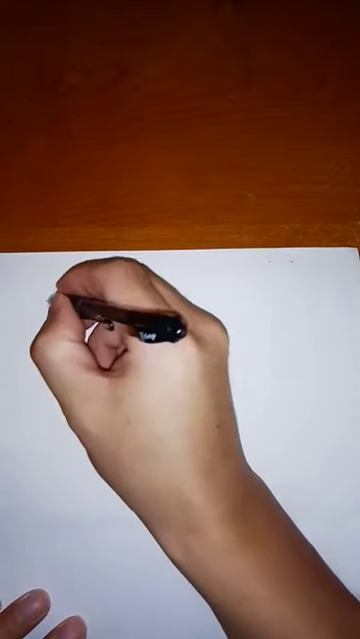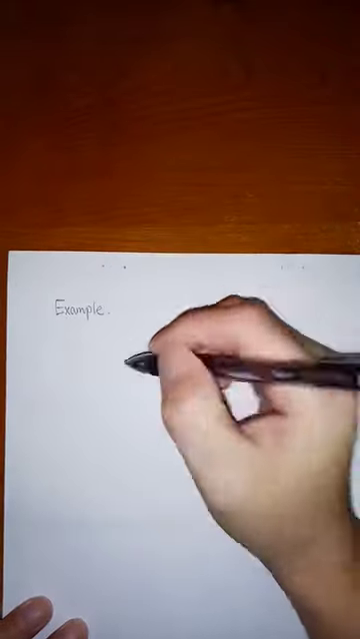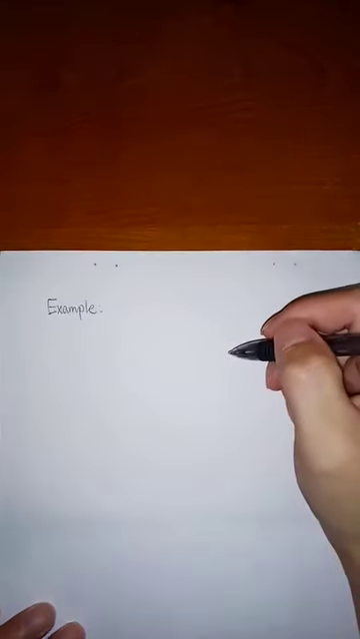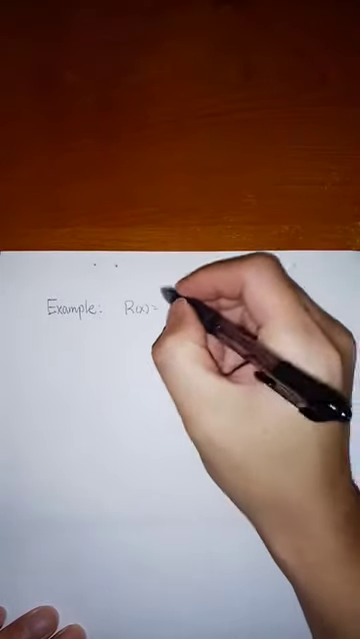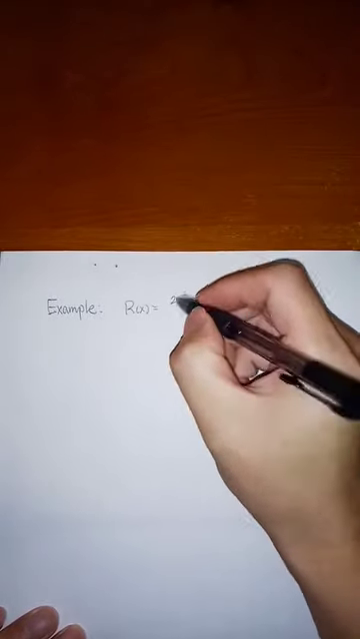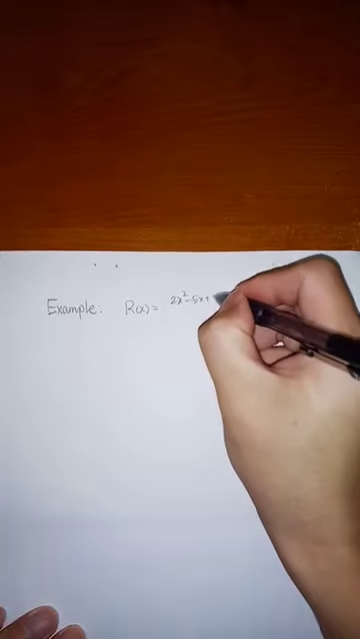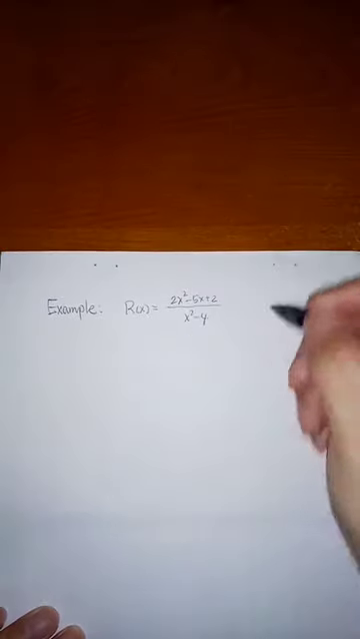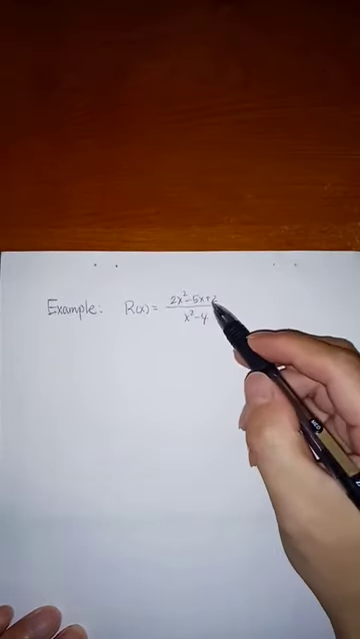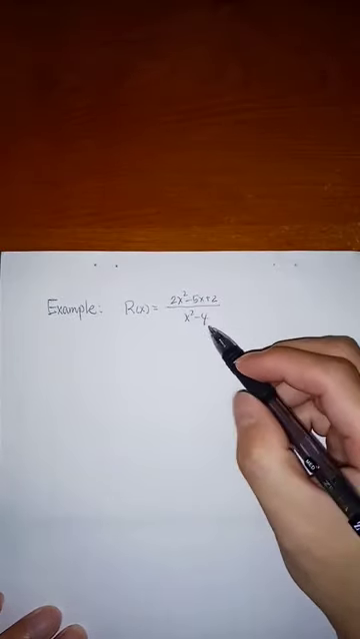Okay, let's discuss two more examples of graphs of rational functions. Assume this rational function is r of x equals two x squared minus 5x plus 2 over x squared minus 4.